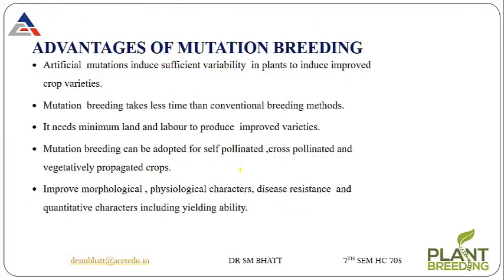So what is the advantage of mutation breeding? Artificial mutation induces sufficient variability in plants to improve varieties. Mutation breeding takes less time than conventional breeding. That's why people are applying it, because conventional breeding takes a very long time. It may take 7 years, 8 years. But mutational breeding can be completed in 2 to 3 years.